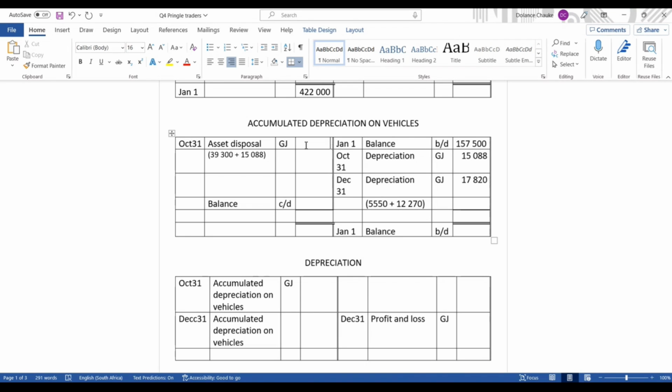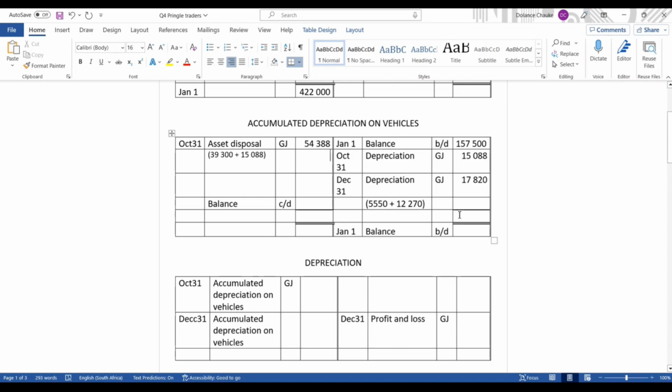Am I clear? So always know that on the debit side, where there is asset disposal in the accumulated depreciation, we need the depreciation for all the years. That's why we have to take the one at opening of 39,300 plus the one that we calculated this year of 15,088. So it's how much? It's 54,388. Okay, then let's proceed.